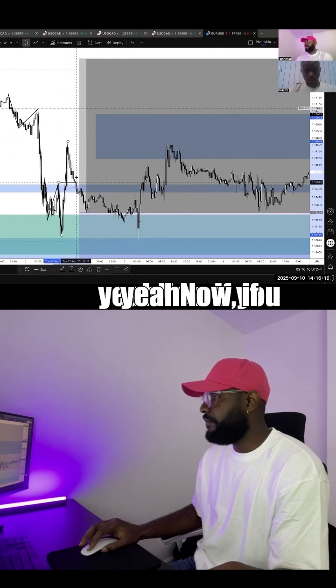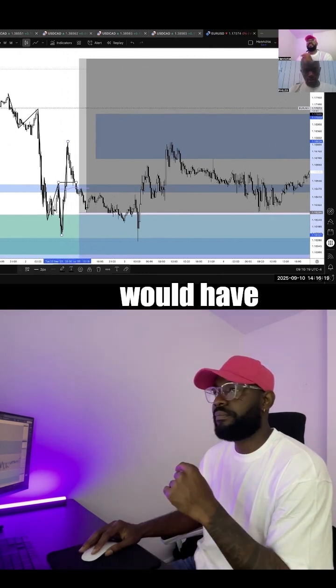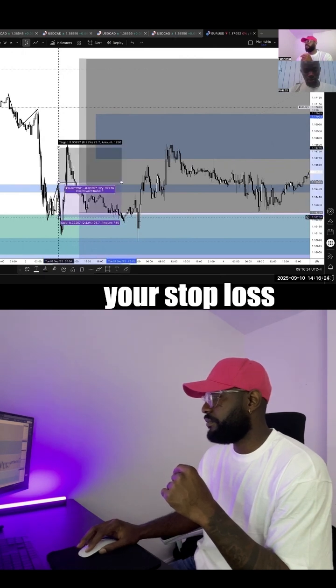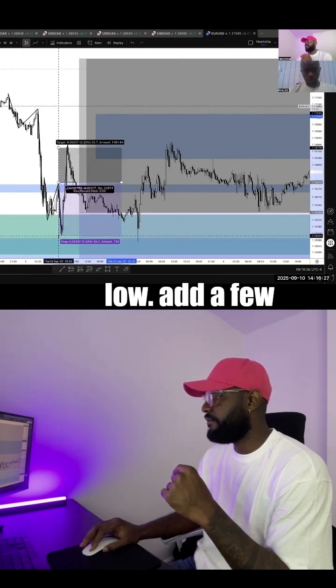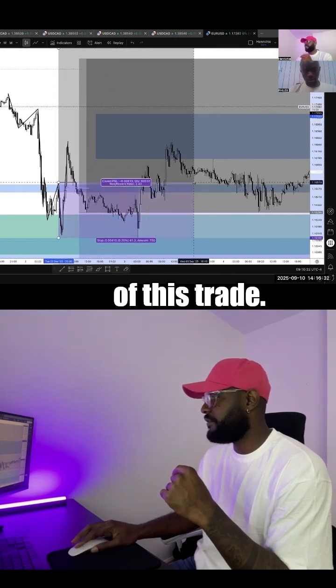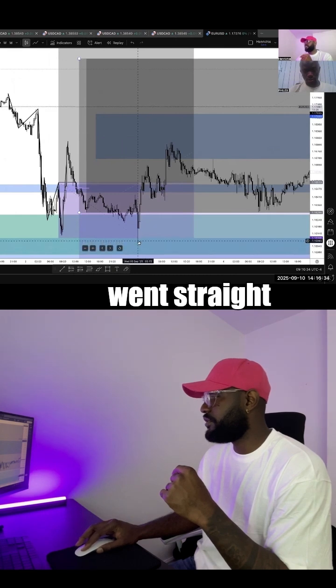Now, if you took the trade, this would have been your entry. Let's say you use the high as your entry. Your stop loss will be the low. You add a few extra pips below. You can see that you would have been taken out of this trade. It literally went straight to your stop.